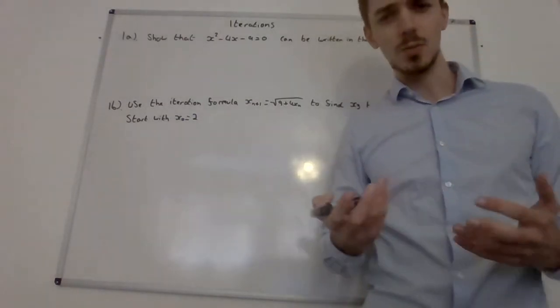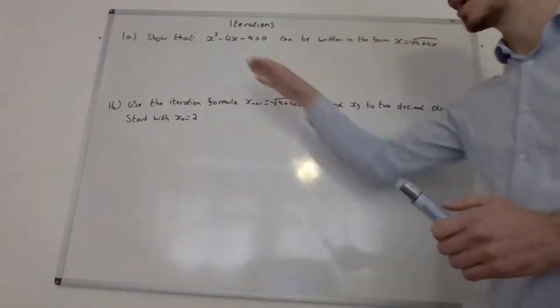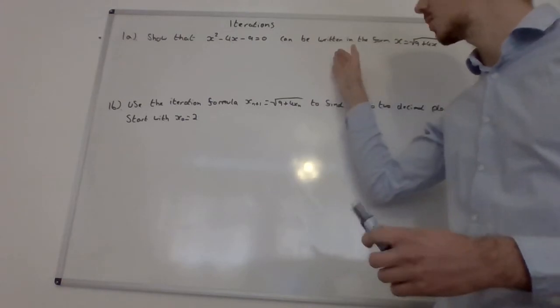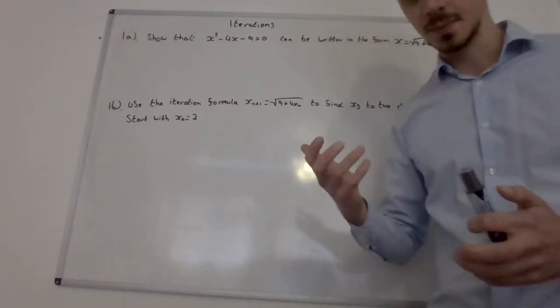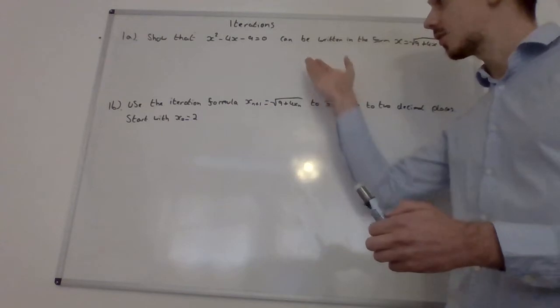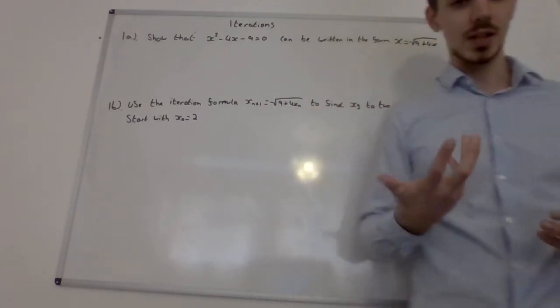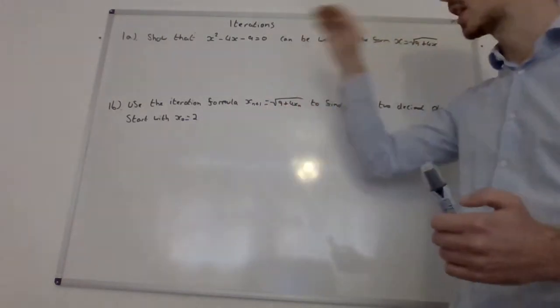Whenever you get an iteration question, normally the first part is going to be some sort of rearranging to make one of the x's the subject. And I think this is fine too. We've had a lot of practice of doing all of this, so let's just go through it now and do it step by step.